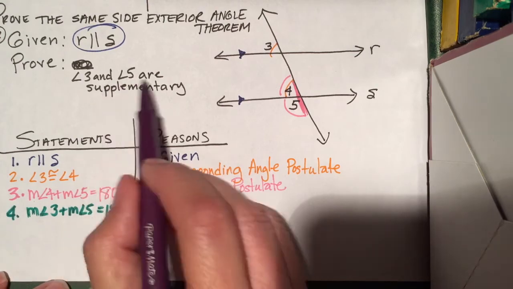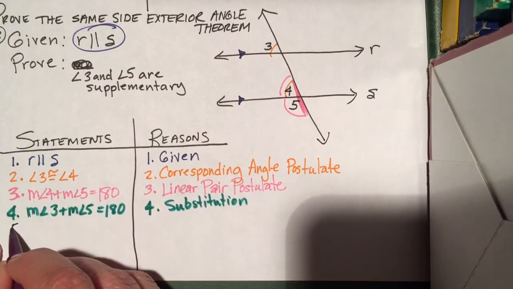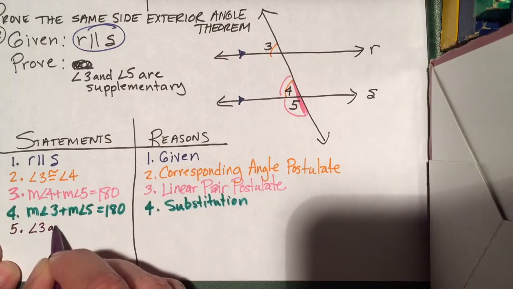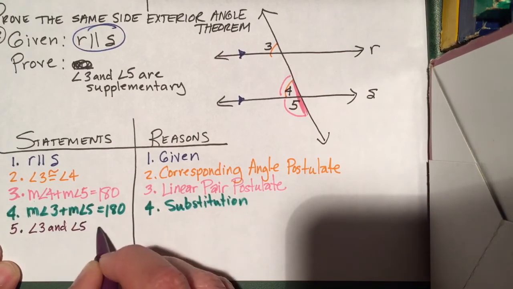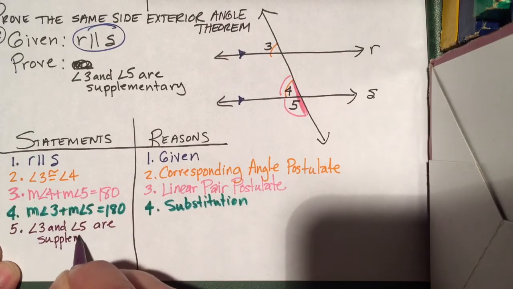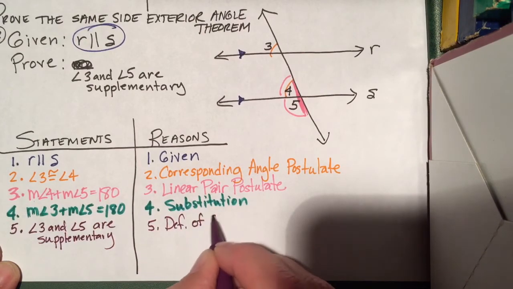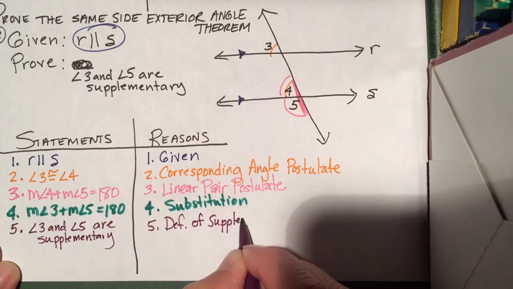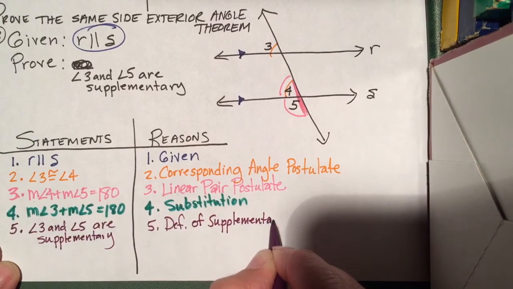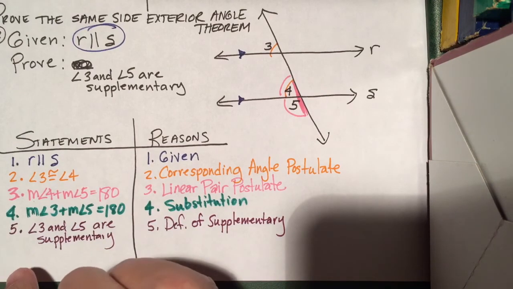Now I'm trying to prove that 3 and 5 are supplementary. Since I know 3 and 5 add to 180, I can now say angle 3 and angle 5 are supplementary. And that is by the definition of supplementary. And you're done. Remember, the given always goes first and what you're proving goes last.